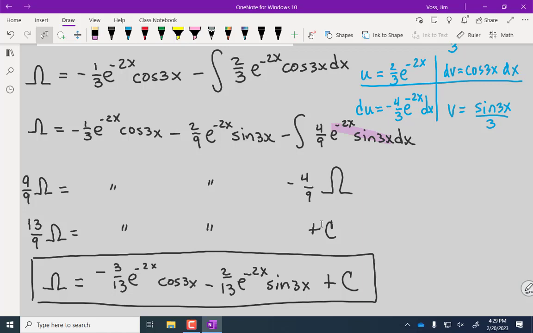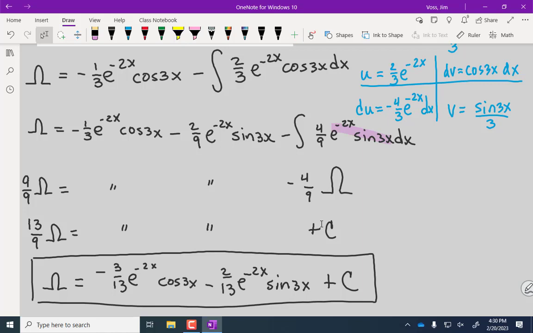Where's the twist? The twist is when we take this and we twist it over to the other side. So that's how it became 13/9. I added 4 plus 9. So if we add 4/9 to 9/9, we get 13/9.